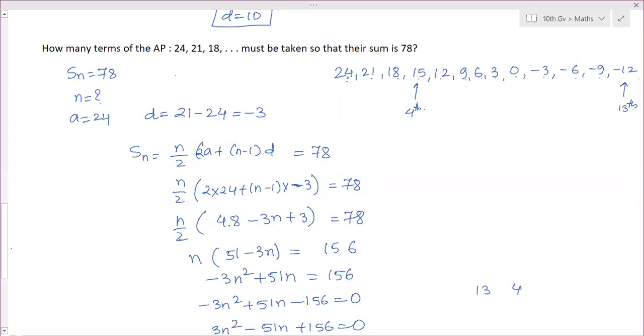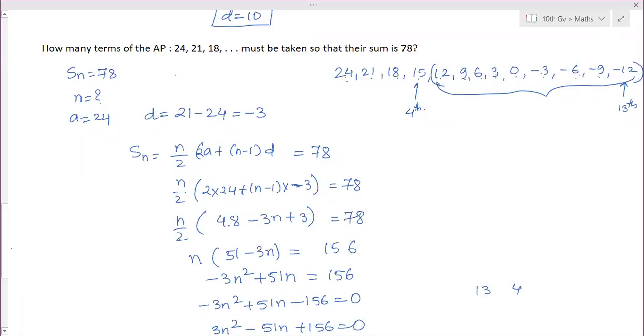Sum of all four terms is 24 plus 21, 45. 45 plus 15, 60. 60 plus 18, 78. Now after that, see from here to here. What will you get as the sum? 0. 3 minus 3, 0. 6 minus 6, 0. 9 minus 9, 0. 12 minus 12, 0.